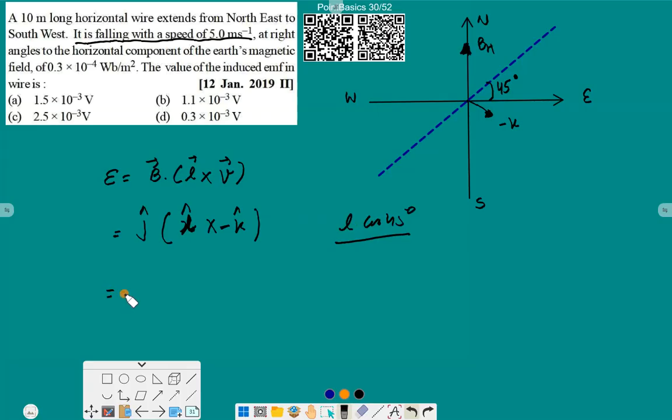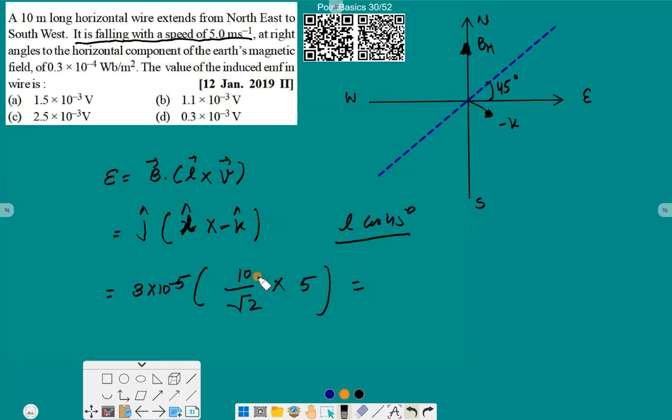So now write the formula. We have magnetic field as 3 into 10 raised to power minus 5, into length, which will be 10 by root 2, and we have the velocity, that is 5.